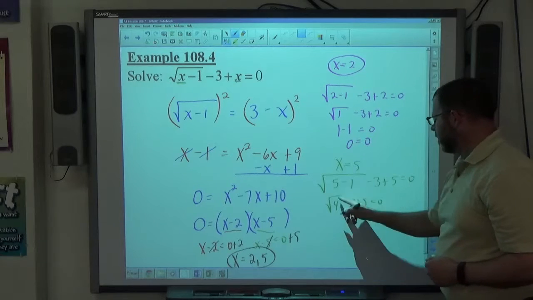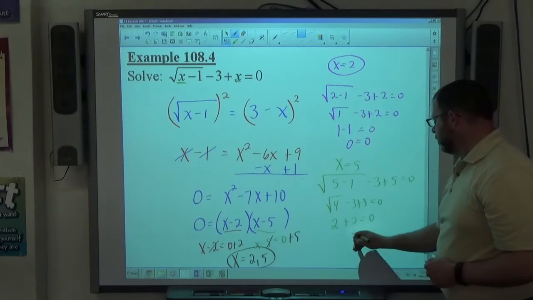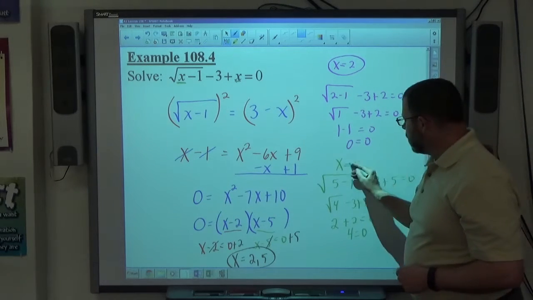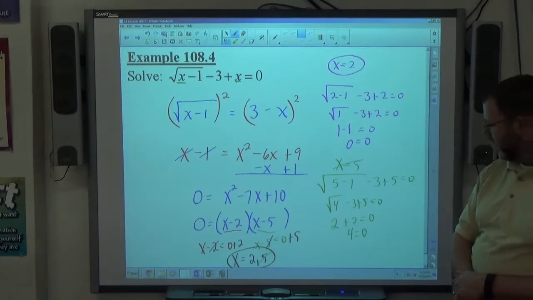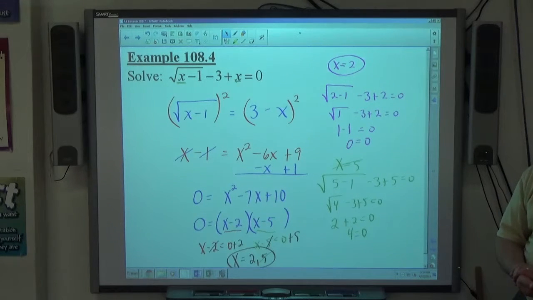supposed to equal 0. Square root of 4 is 2. Negative 3 plus 5 is plus 2. 2 plus 2 is 4, 4 equals 0 is false. So x equals 5 is no good. We throw that answer out. The only correct answer to this problem is x equals 2. That's usually what happens when you have a multiple answer. Usually one of them works, the other one doesn't.